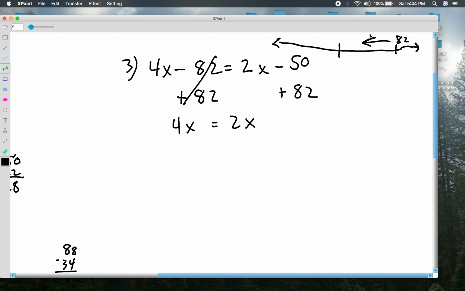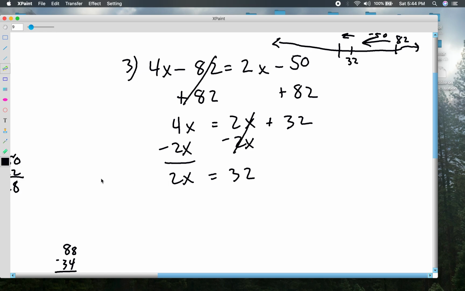Okay, and what does that take me to? It's minus 50, taking me that direction on the number line. That gets me to the number 32. So 2x plus 32 equals 4x. Now I subtract 2x from both sides. That leaves me with 2x over here. Cancels out. Leaves me with 32 over here.